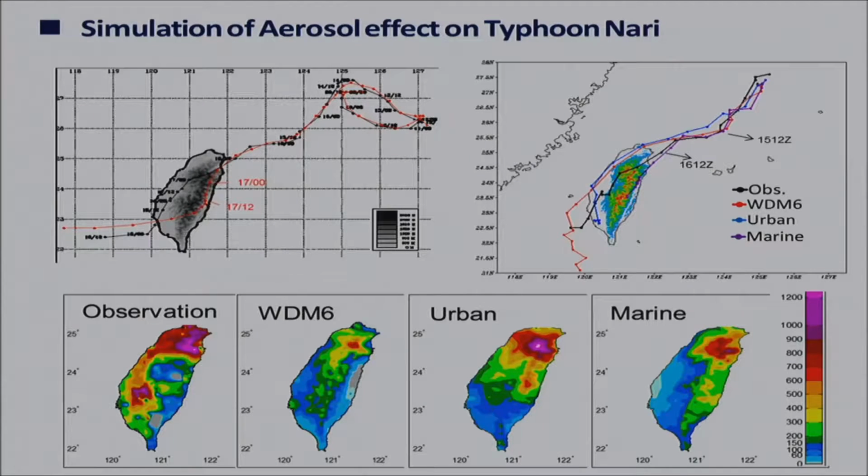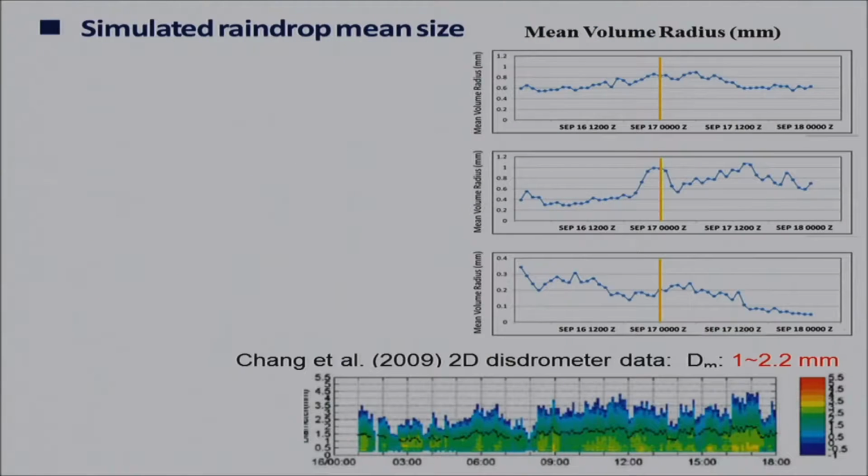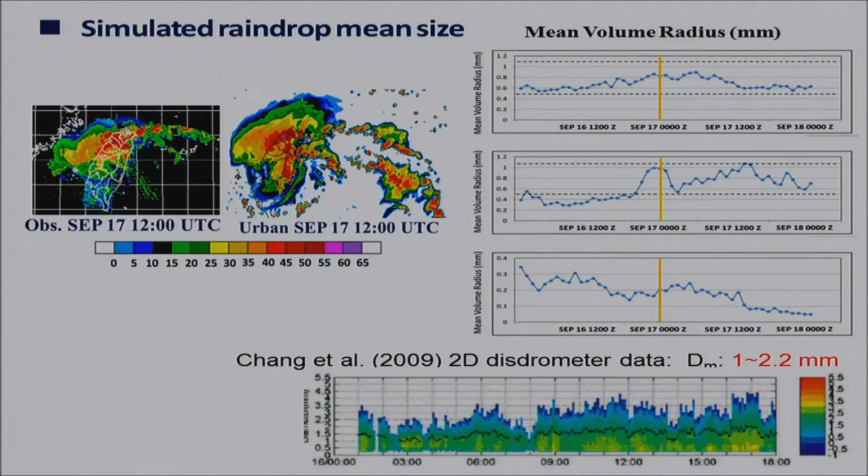But we did some other simulations showing that the aerosol effect on a fast-moving typhoon is weak. Another thing we want to compare is the microphysics. So we compare the rainfall during landfall in Taipei, since during that time the NCU has some disdrometer measurements. We can compare the drop size. This is the observed radar reflectivity, and this is the simulated radar reflectivity from the urban aerosol case. We try to compare this one.